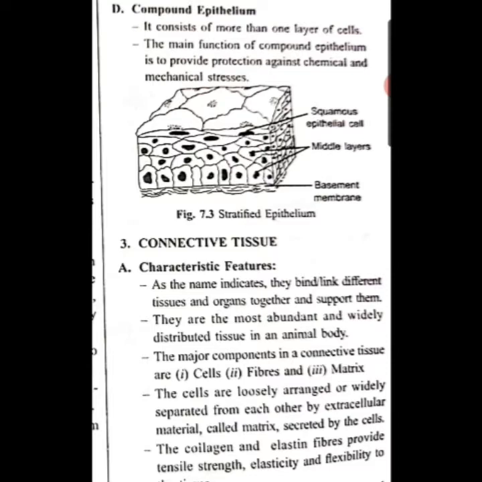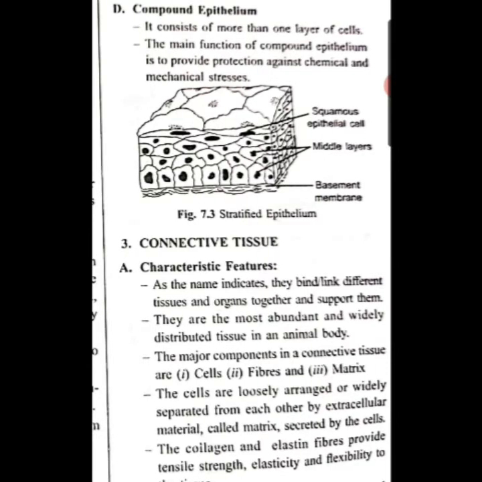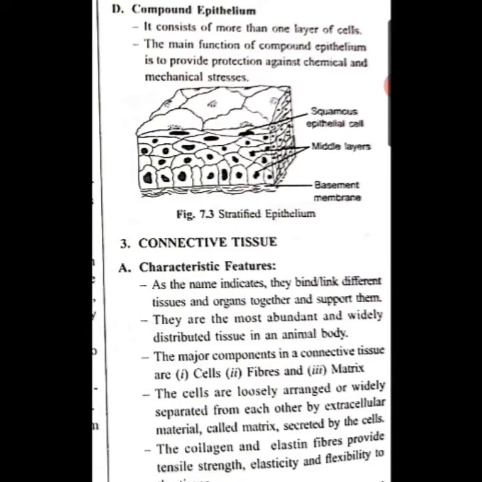The next type of tissue that we have to study in animals is the connective tissue. As the name clearly suggests, the connective tissue is the one which binds or links different tissues together. Fine. Connective tissues are mainly made up of cells, fibers and matrix. The cells can be loosely arranged or tightly packed, both the types, and the fluid that is present inside is known as matrix. There can be collagen fiber or elastin fibers.